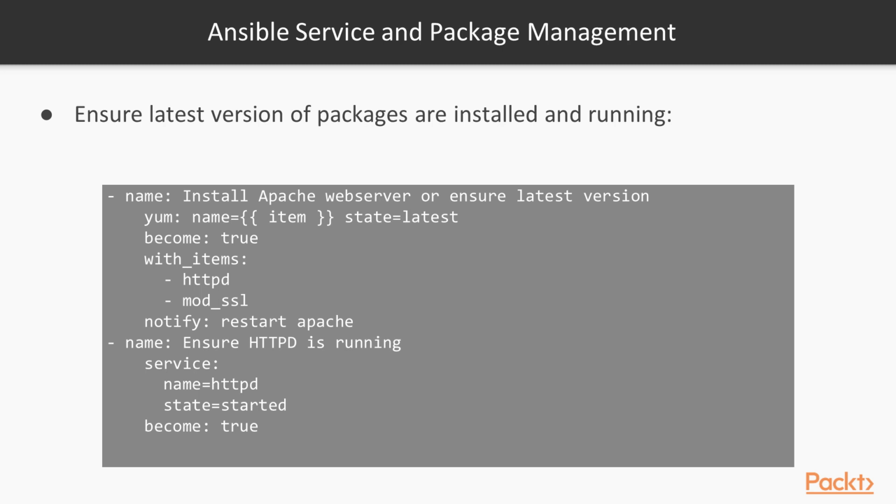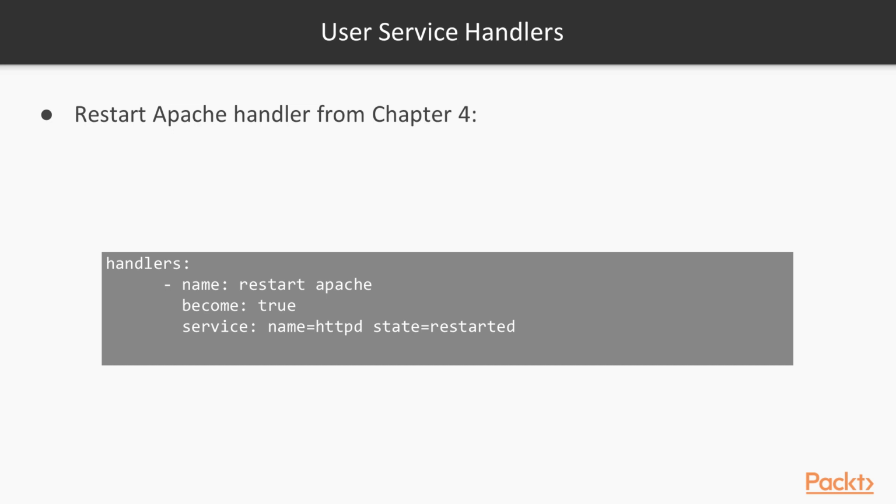Lastly, we're going to be using the service module, and we're going to just ensure that Apache is running. So for, say, the first time that a system is deployed, Apache's not going to be running once it's installed. So this is going to ensure that it's running. But also, if it's not running when we run Ansible again, it's going to ensure that it is indeed started. And again, here is our handler from Chapter 4. Very simple. We're going to restart Apache if we need to. That's the beauty of handlers.